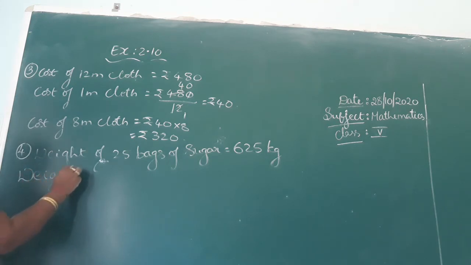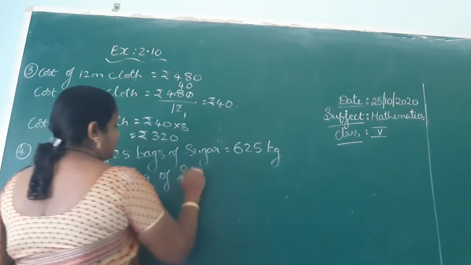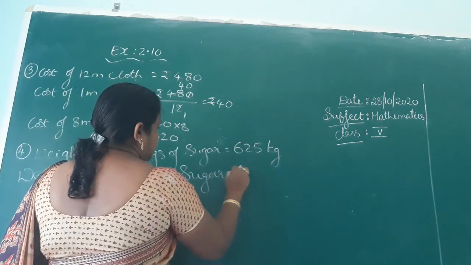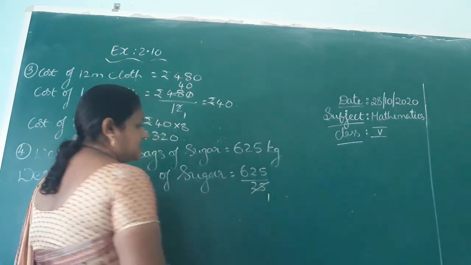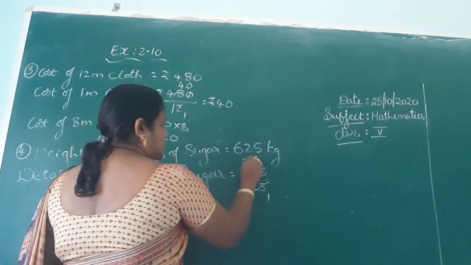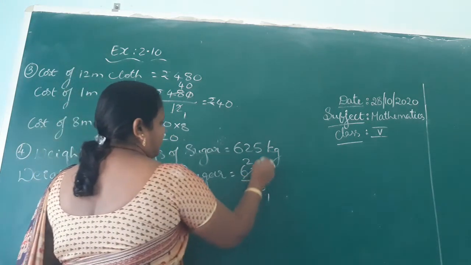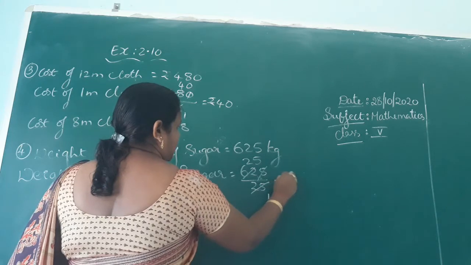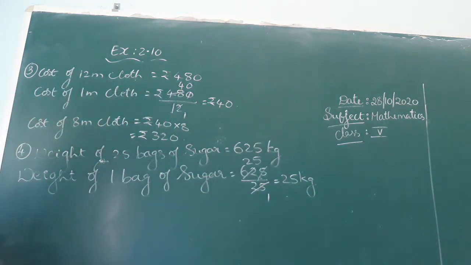Before that, you have to find the weight of 1 bag of sugar. The weight of 1 bag of sugar is 625 divided by 25. 25 twos are 50, remainder 12, then 25 fives. So 25 kg. The weight of 1 bag of sugar is 25 kg.